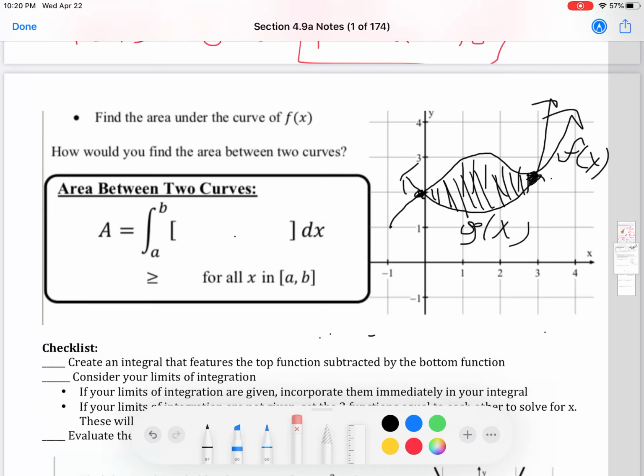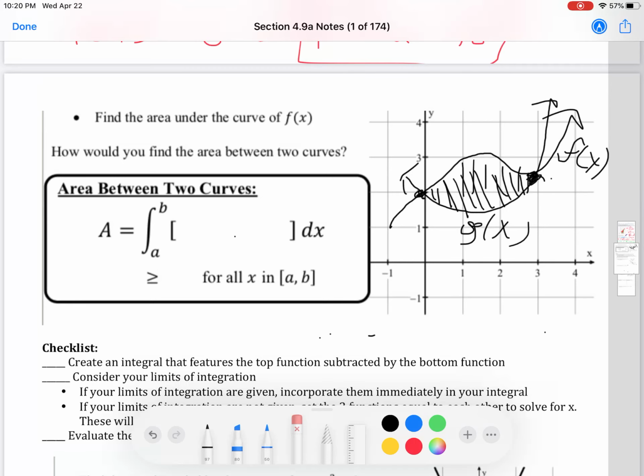All right, ladies and gentlemen, welcome back here. So in the last video, we saw kind of a premise of the area between the curves problem. So now we're just going to develop the common way of solving an area between two curves problem.